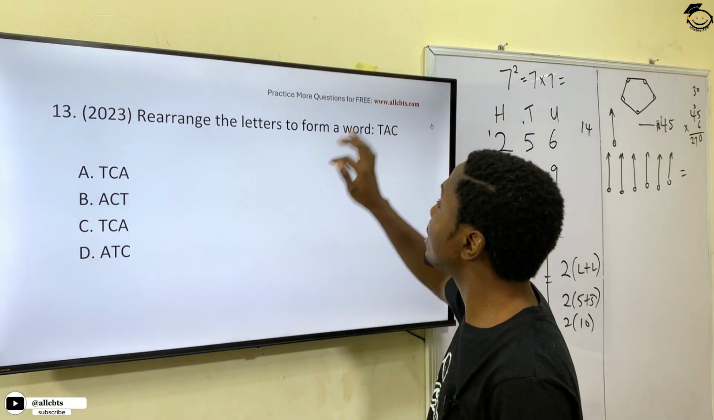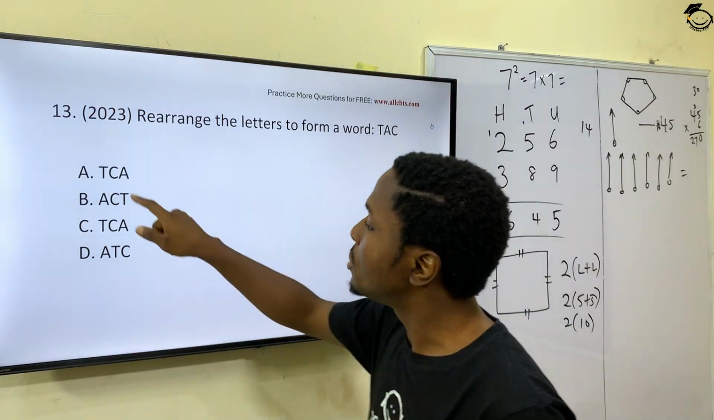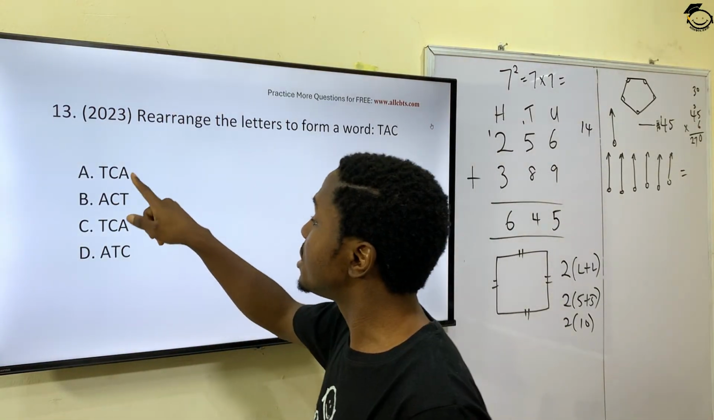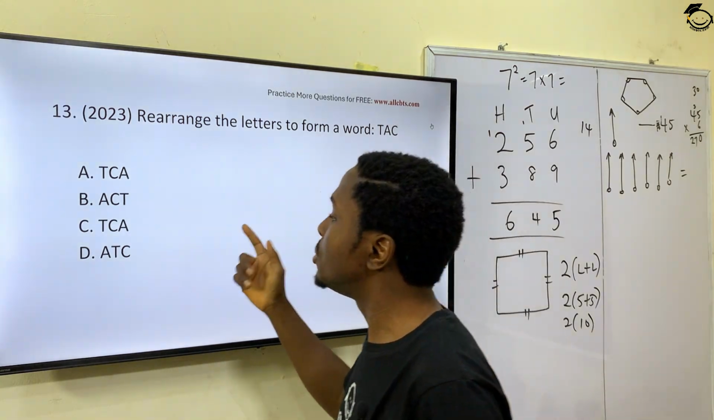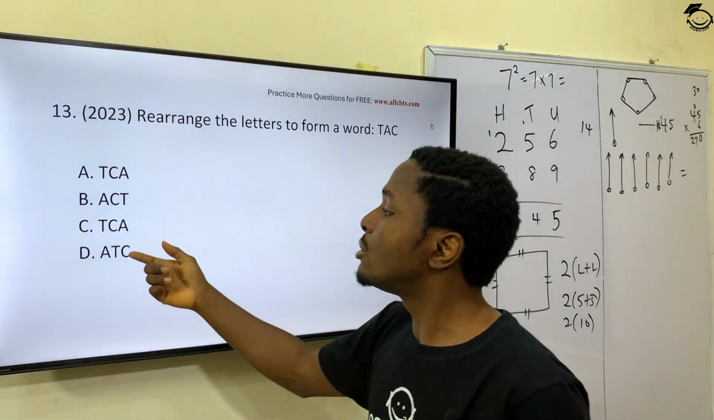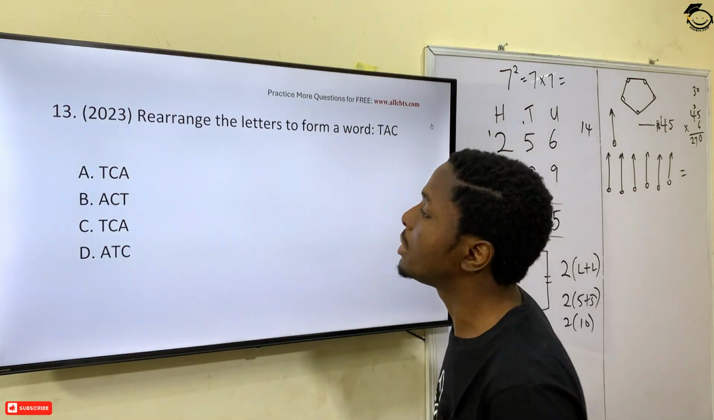13. Rearrange the letters to form a word. Okay, we have TAC. So we want to form a reasonable one. Still have TAC, yes, so that doesn't work. Or TCA. You have TCA here again. So that's like repetition. You have ATC. These are not words. Only ACT. What is act? To do something.